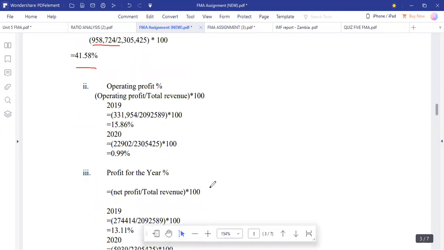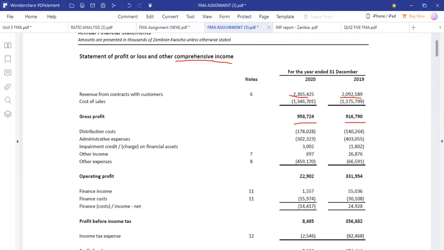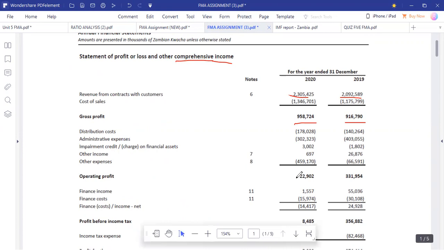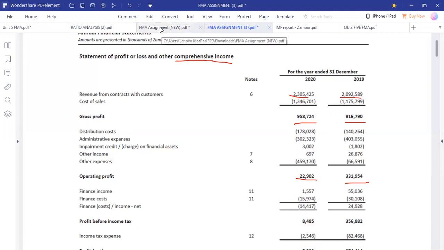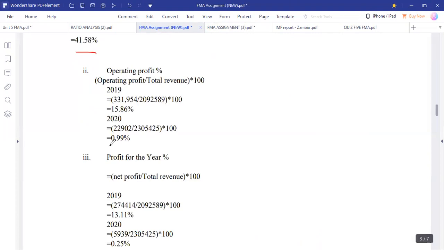Then which other profitability ratios do we have? We have the operating profit percentage, which looks at the operating profit before interest and tax over the sales. So help me identify the profit before interest and tax for 2020 and 2019. For 2019, we have the figures here: 22,902 and 331,954. So we're dividing these by the sales themselves. The figures are 22,902 and 331,994 over the sales figures, you multiply times 100, and these are the percentages. I'll ask for questions at this point, if there are any.